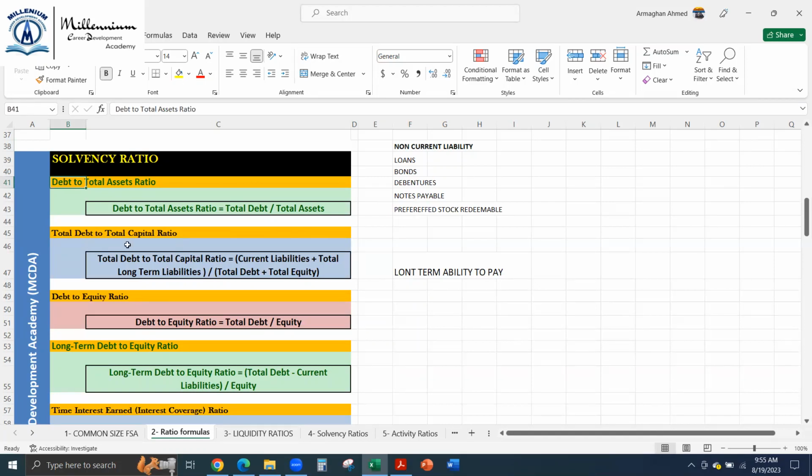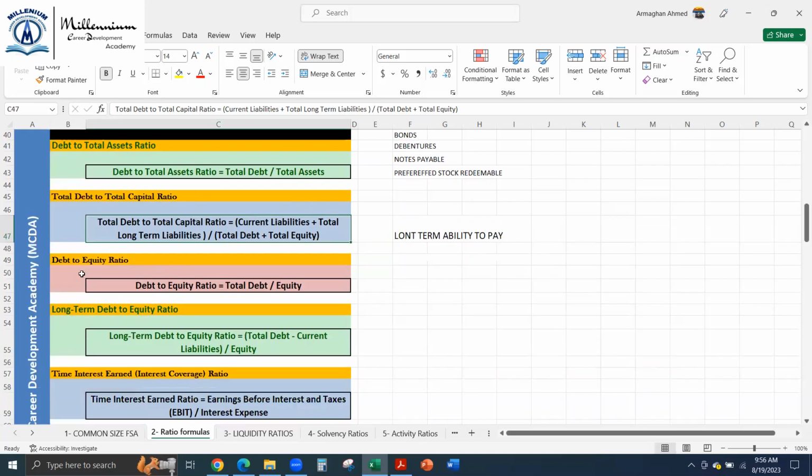Then we have the total debt to total capital ratio, right? Total debt is again your current and non-current liabilities. It means the total debt to asset ratio or debt to capital ratio is the same. Agree? Yes, it is the same, because total debt means current liability plus non-current liability, and total assets means assets equal to liability plus equity, right? Correct. In fact, they are the same.